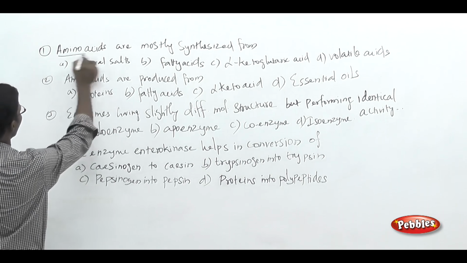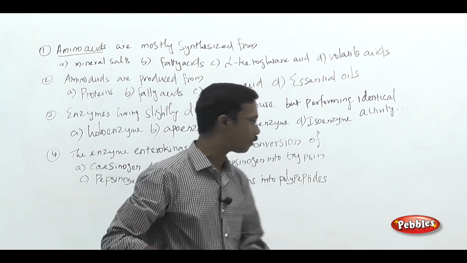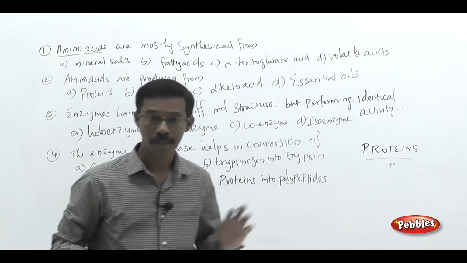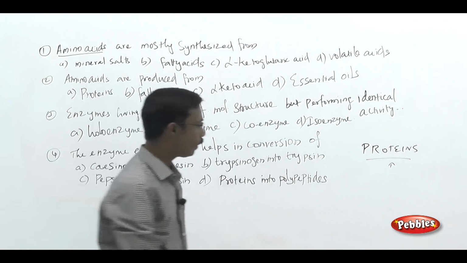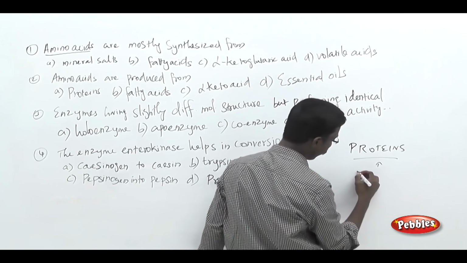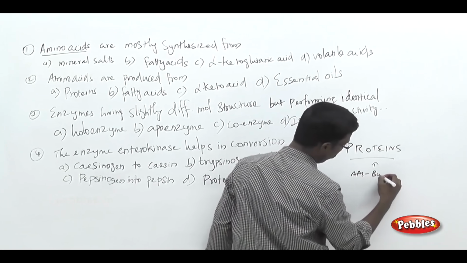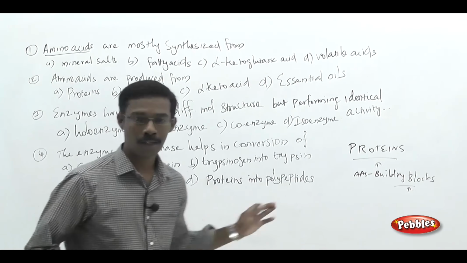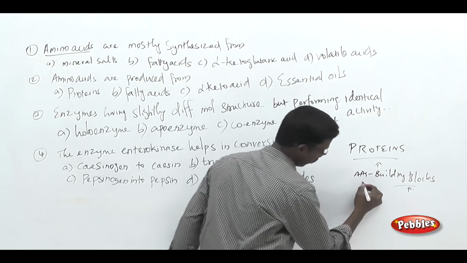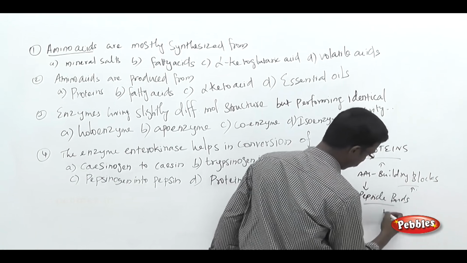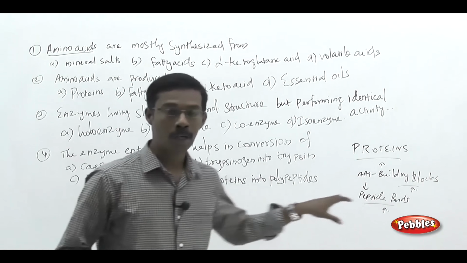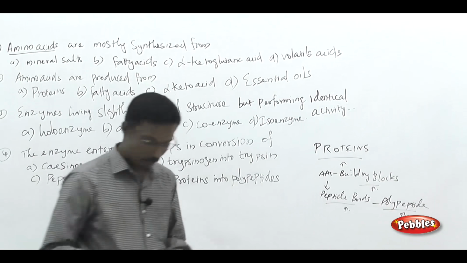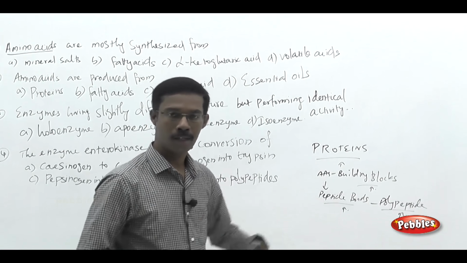I'll explain. So what are amino acids? As I told you, amino acids are the building blocks of proteins. That means proteins are synthesized from the amino acids. Proteins are made up of amino acids. Amino acids link with each other by means of a peptide bond, and they form a polymeric structure called the polypeptide. The arrangement of the polypeptide chain is called a protein sequence.